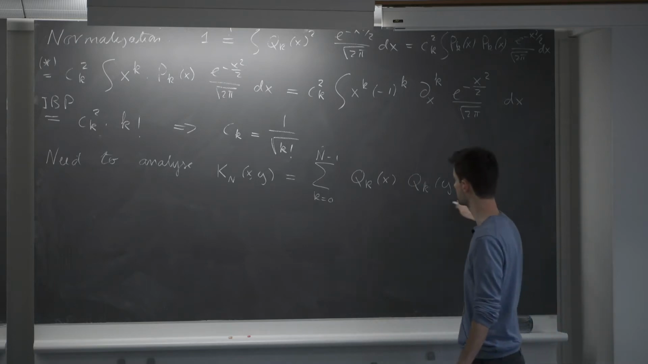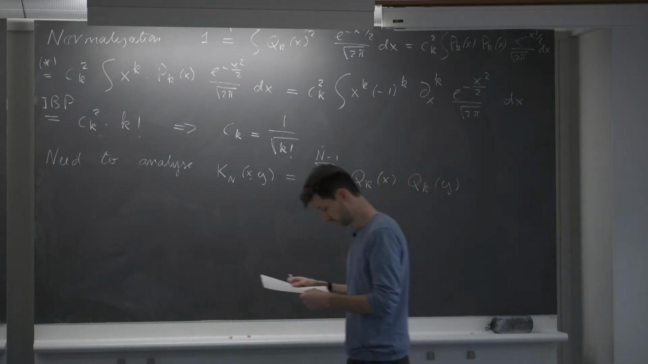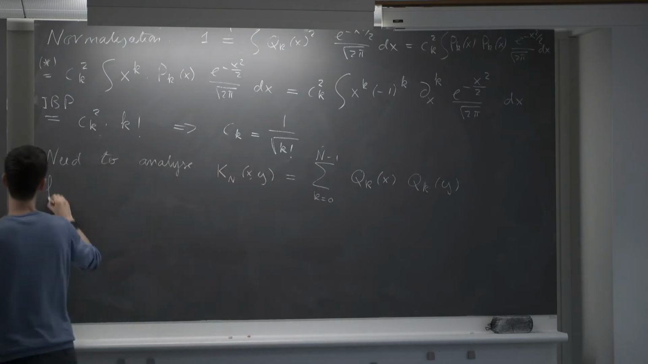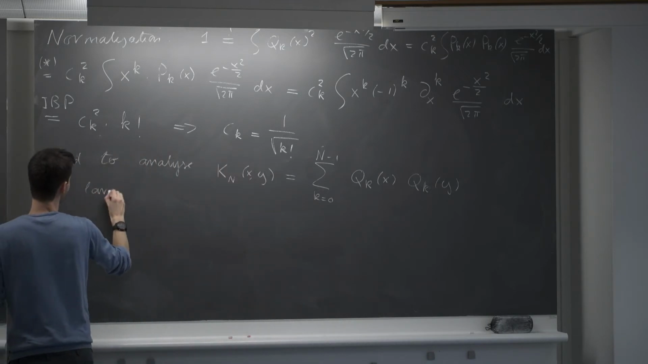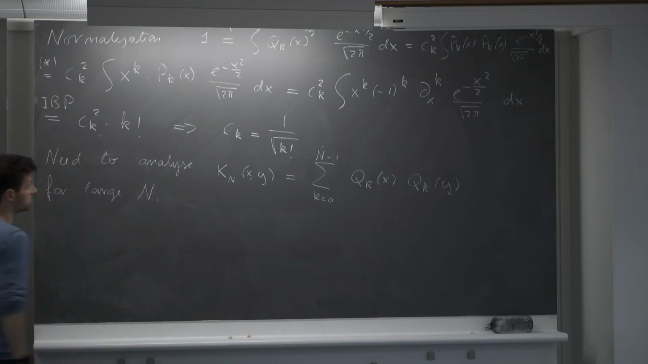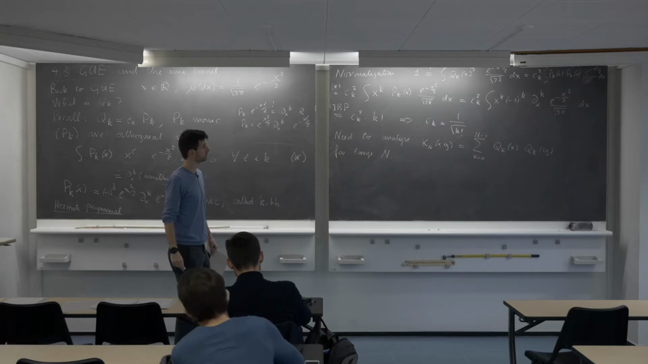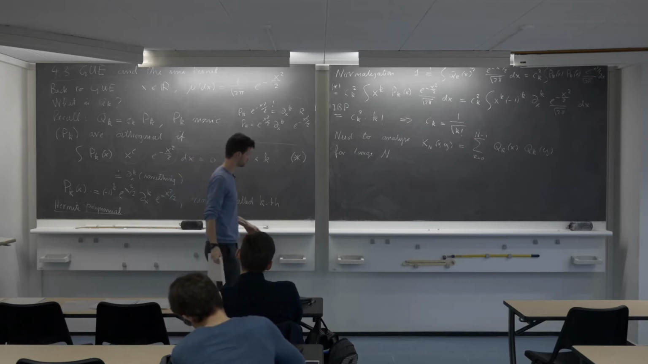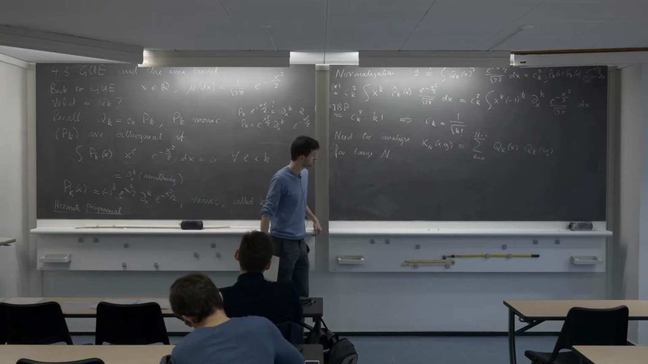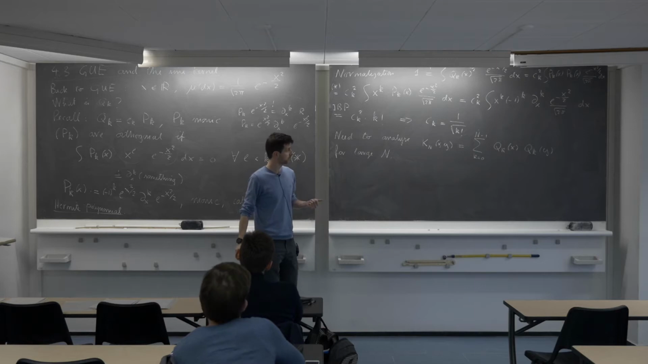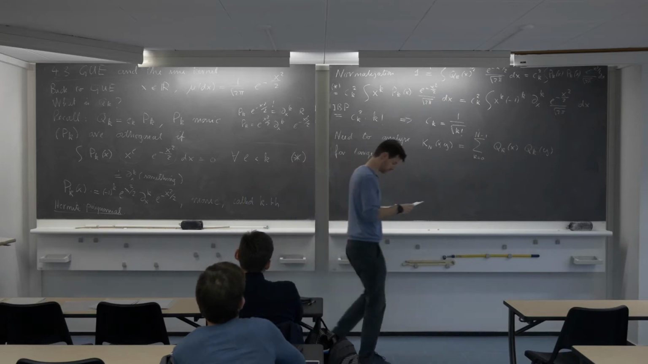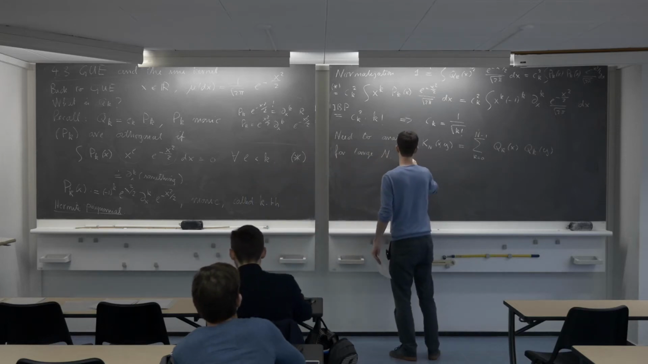So we have to do an asymptotic analysis of this kernel for large n. In fact, it's not totally easy. So we will see how to do it today. We will make one simplifying assumption. So you will see, the general case can also be done. It will just take a bit more time.